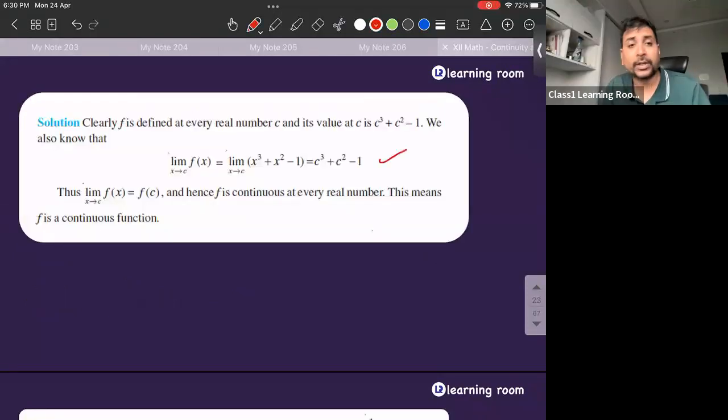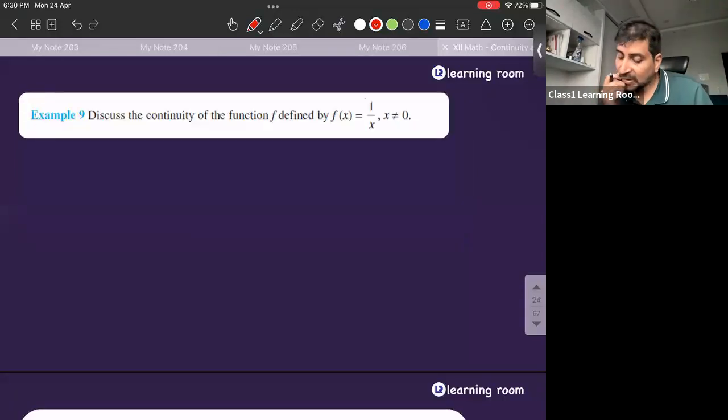Just to show you the solution, I'm showing the textbook part also. This is what they have done. The function value at C is C cube plus C square minus 1. The limit value is C cube plus C square minus 1. They both are equal, hence it's continuous. Okay. Now tell me.